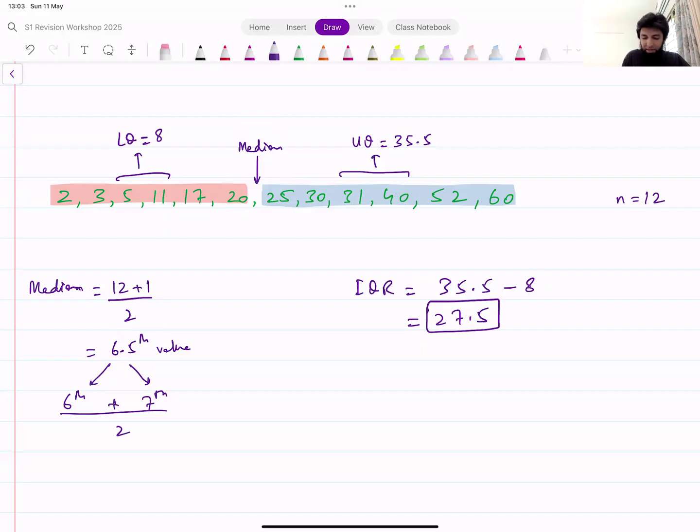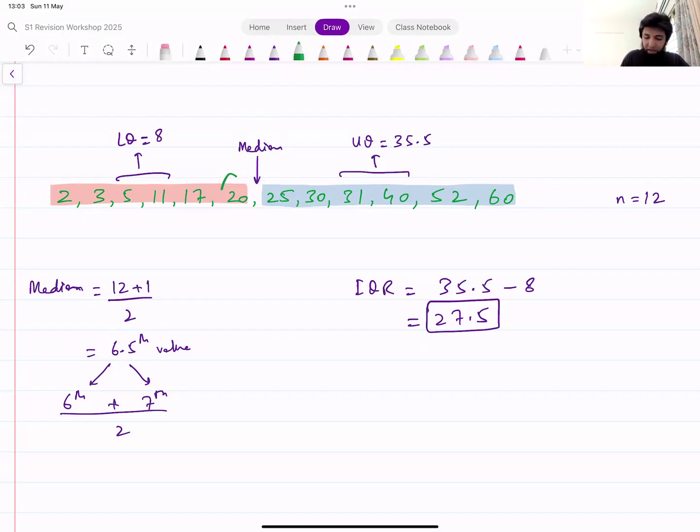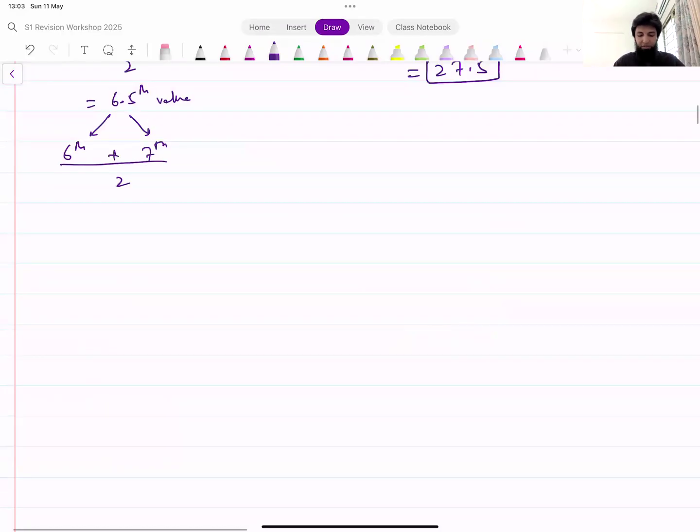Now, on the left side of the median, you have these 6 values. On the right side, you have these 6 values. You have to consider 20 and 25 on these sides as well. Now, the median of the left side, what's that? That's the average of 5 and 11. That's 8. That's the lower quartile. Median of the right side, that is the average of 31 and 40. So the upper quartile is 35.5. Find the difference and you get the interquartile range from that. That's the method that we use to find interquartile range for ungrouped data. Do not use formulas here.